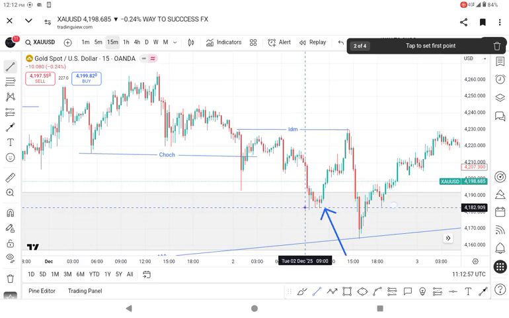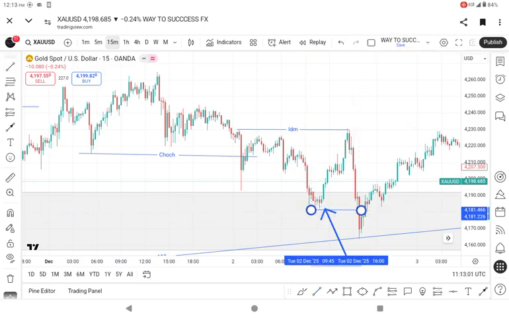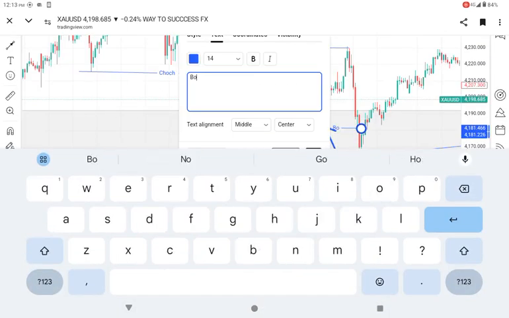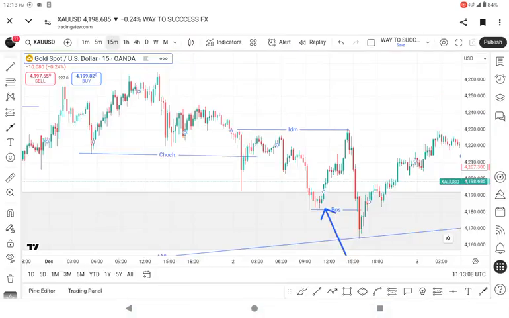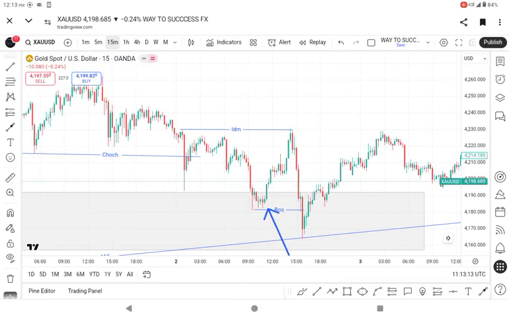We had a break of structure. So here we have our breakout structure and price continued up.